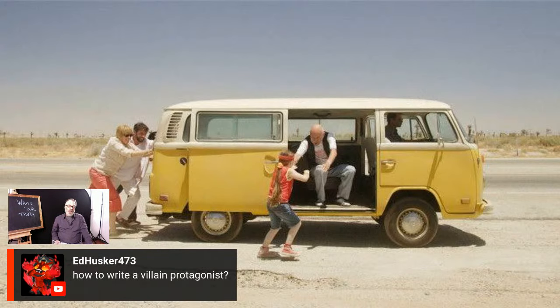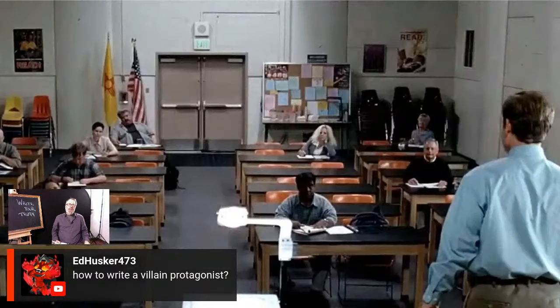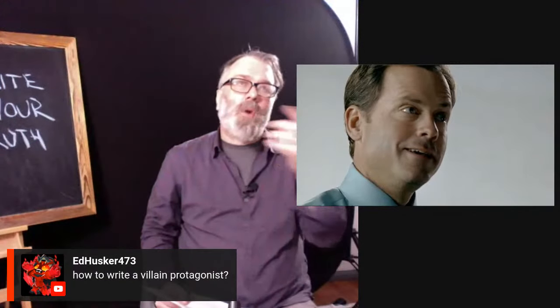Ed Husker, great question. Hello, Ed. How to write a villain protagonist? Yeah, that's a good question. Okay. Is there a villain in Little Miss Sunshine? Well, with Little Miss Sunshine, Richard is his own antagonist. We get the cue to who the antagonist is when we look at the Act 3 showdown. And the showdown is with Richard coming into his own with his family. Yes, so he's his own antagonist.